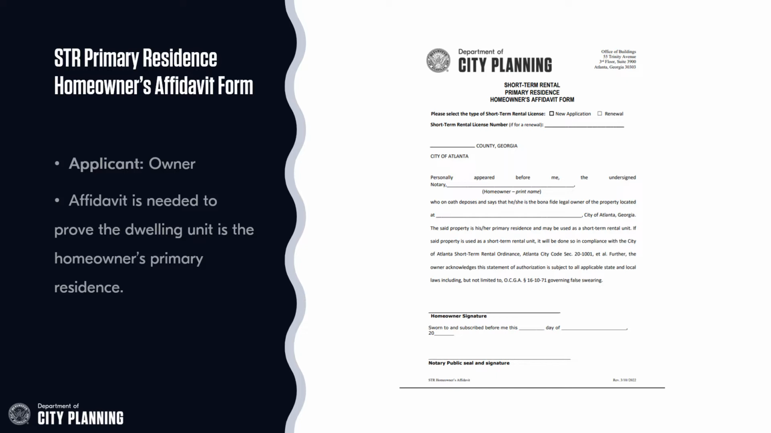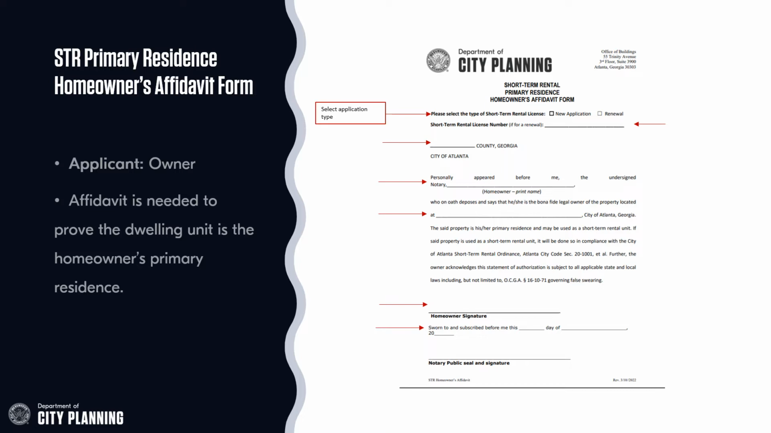STR Primary Residence Homeowners Affidavit Form. This affidavit is used when the applicant is the owner. The affidavit is needed to prove the dwelling unit is the homeowner's primary residence. Let's fill out the document.